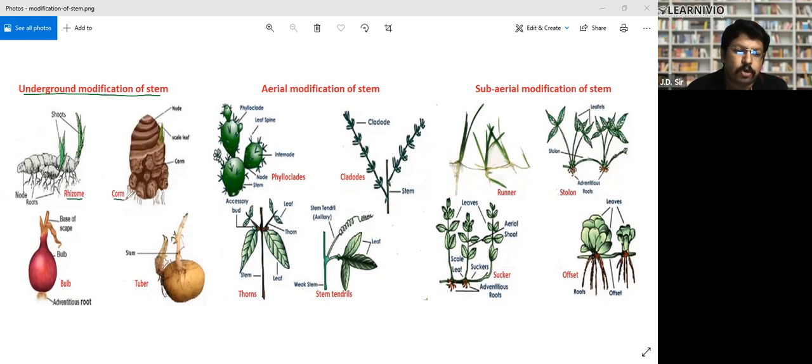Next, corm. Corm is found in colocasia. You must have seen colocasia. The outer covering is brown, inside there is a white sticky kind of stem, and these structures are called corm. Tuber, potato. Bulb, onion. So they are modifications of underground stem. Please start noting now. First, modification of underground stem. The first subheading is rhizome.